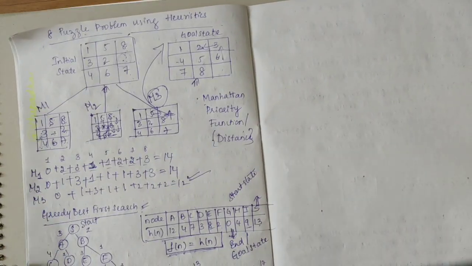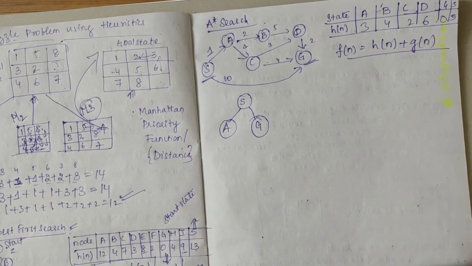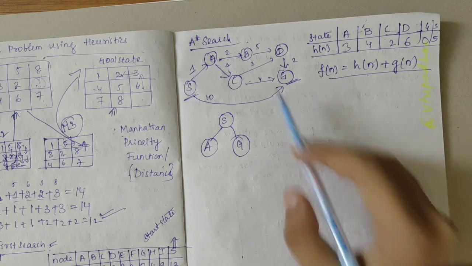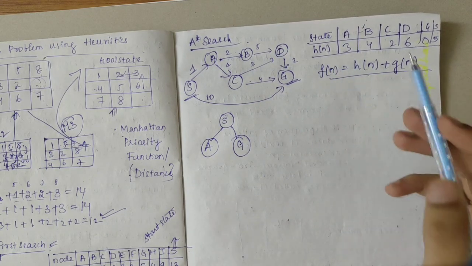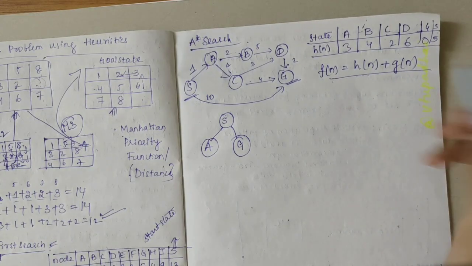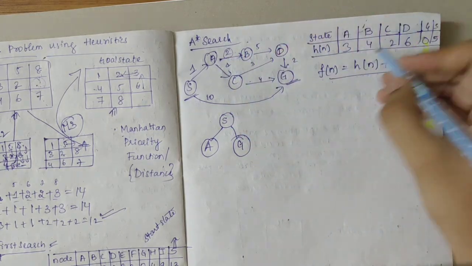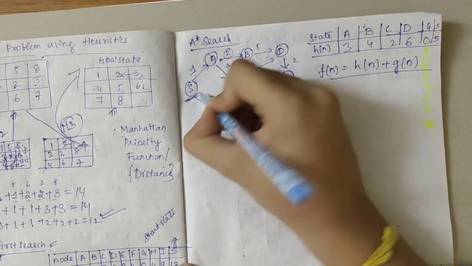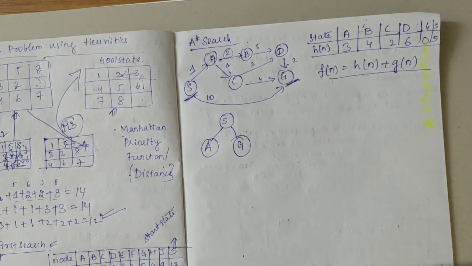Now we'll look into the next topic. So now we'll be looking into the A-star search algorithm. So here the graph is given, and as well as the heuristic values are also specified here. So for A-star search, we know f of n is equal to h of n plus g of n. That is, we need to consider this cost as well as the h of n values. So let's start from S. S is the start state and G is the goal which I need to reach.